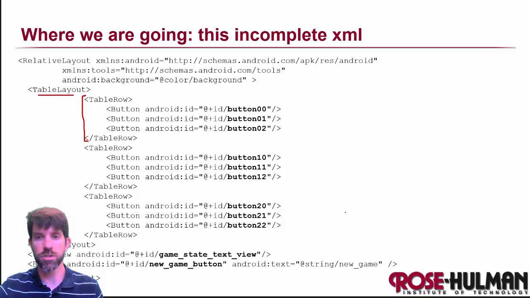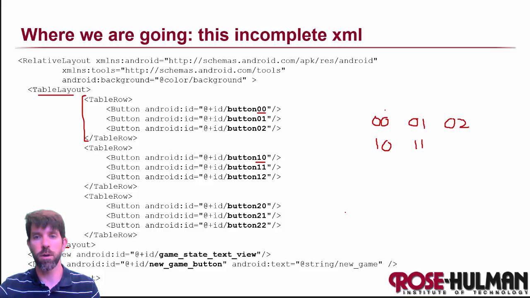So what is this going to look like here? We're going to use the IDs to basically give the row and the column so that we can refer to them in our code. So 00 is going to be up in the upper left here. 01 is going to be on the same row. 02 is going to be on the same row in the third column. And then in the next row right here, we see we have button 10. So we're going to have 10, 11, 12, and you get the idea. For the third row, we'll have the same thing. So 20, 21, and 22.